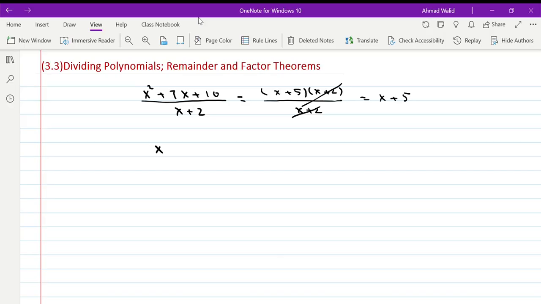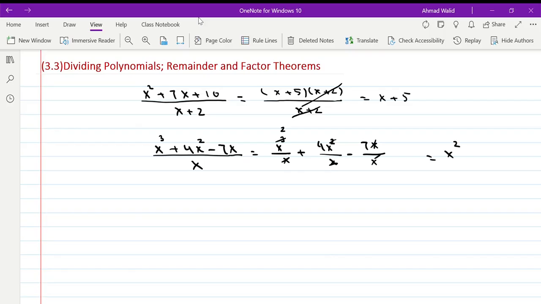Or the other way was if you are dividing a polynomial on one term. For example, if you have x cubed plus 4x squared minus 7x, and you divide this by x, the easy way was to write x cubed over x plus 4x squared over x minus 7x over x, right? And you can cancel x with x, 2 left, here x with x, 1 left, and here x is gone. Then your answer is x squared plus 4x minus 7, right?